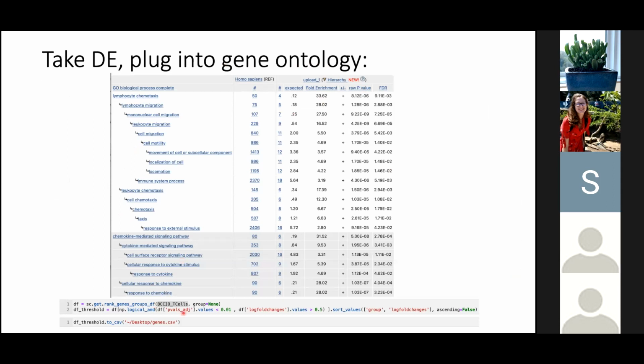And aha, this is my code. I know that there's a better way of doing this. I also don't care. And you can organize them by log fold change. I would recommend doing that. And then you can plug this in. Now you have to be very careful when you're doing gene ontology.